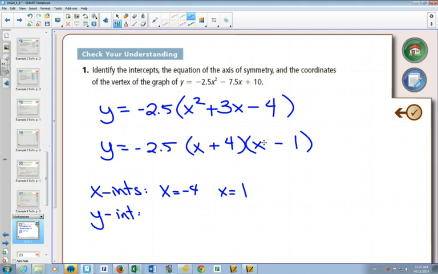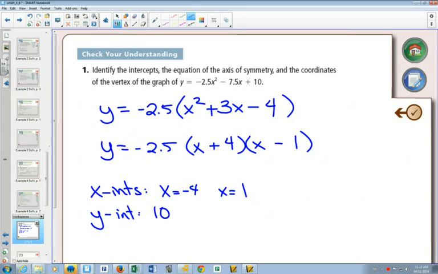How do you find a y-intercept? Plug in 0 for the x. As far as doing the math, I could plug in zeros where it's factored and multiply everything through. But can you see, going back to the original general form, it's going to be easier to do the math here if I plug in 0 for x? Because it's just going to be 0 minus 0 plus 10. So the y-intercept is 10.